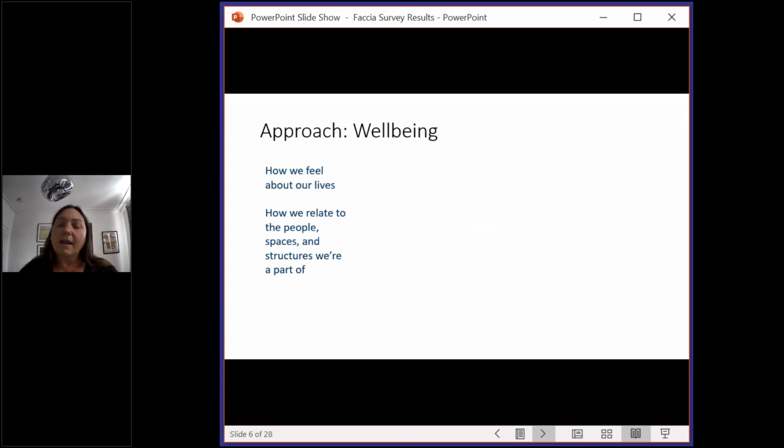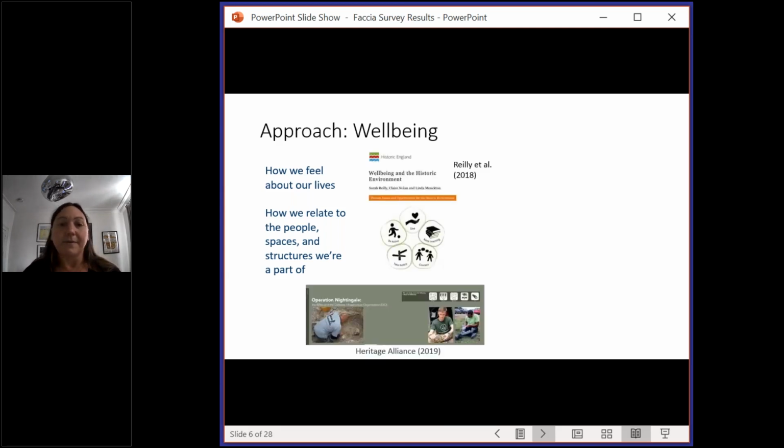So in tackling public benefit, we're taking two approaches. One of those is well-being. Well-being is how we feel about our lives and how we relate to the people and the spaces and the structures we're a part of. Now, it's been a part of archaeological and heritage-based practice for a little while.